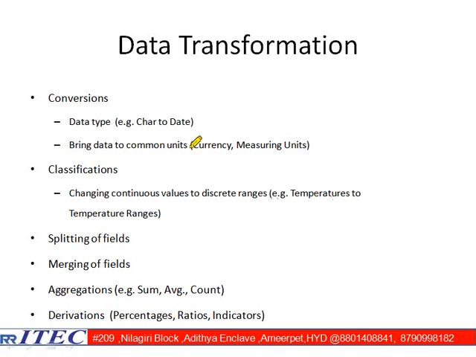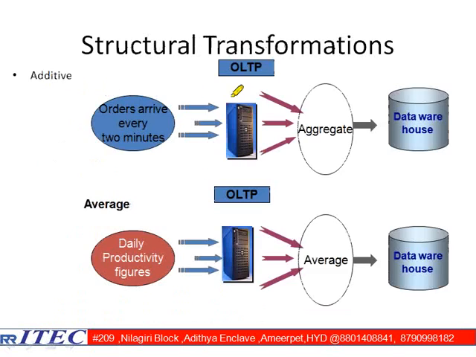Some other examples of transformation are conversions. Let us see the examples directly. Orders arrive every 2 minutes into the OLTP. But at the end of the day, I want to see aggregate data: day wise, how many orders? Month wise, how many orders? Year wise, how many orders? These are all available in the data warehouse. Daily productivity figures are available here.